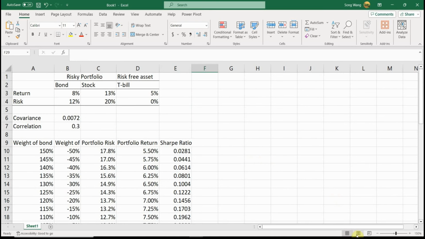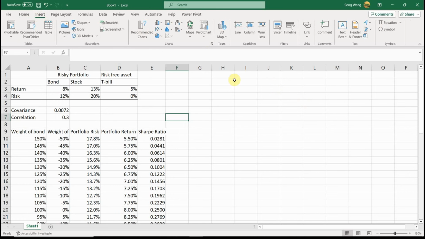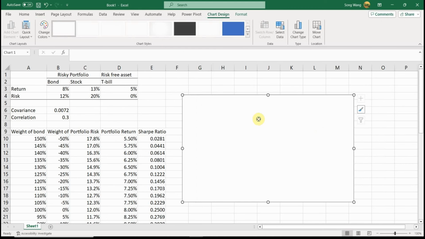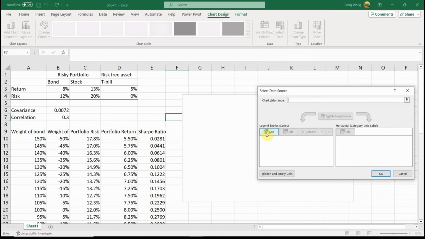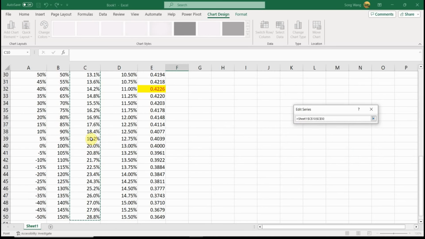All right, so what you can do here is get a chart. You're going to insert, and choose the scatter chart, the scatter with smooth curve and markers. Then I want you to right click, select data, and add the series. The name is efficient frontier, and the x values would be the risks, and the y values would be the returns.